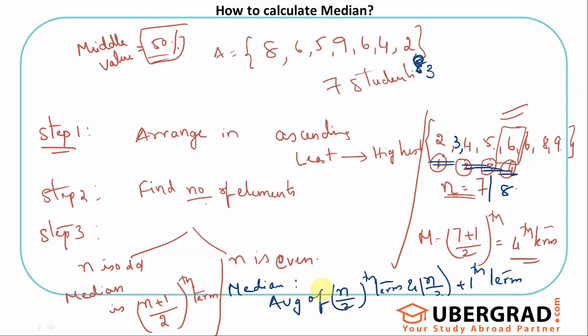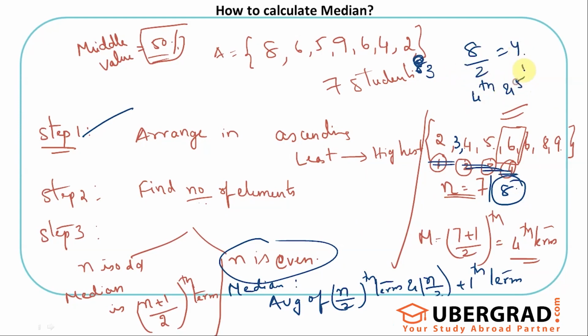Written in n, it looks a bit complicated, but let's take a simple example, the same thing. I've arranged them, that's always step 1. The number of elements I found to be 8, that's an even number. So what should I do to find the median? What is n by 2? 8 by 2 is 4. So I need to take the average of the 4th term and the next term, 4 plus 1, the 5th term.